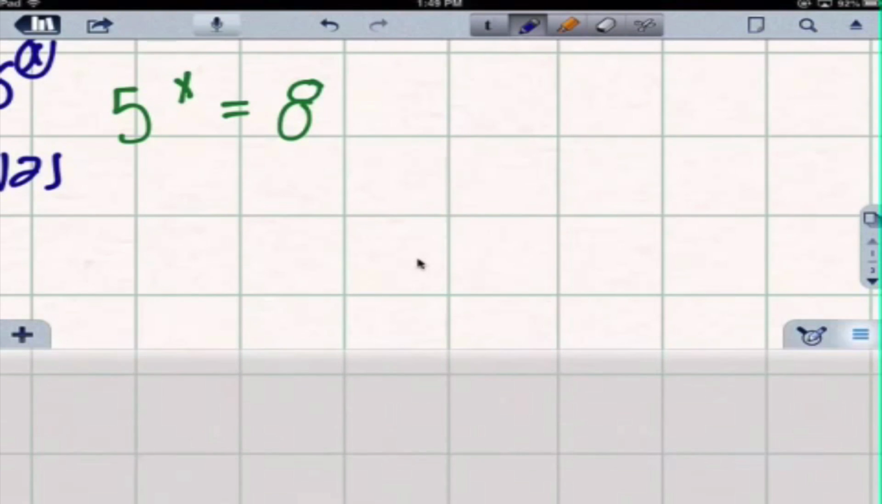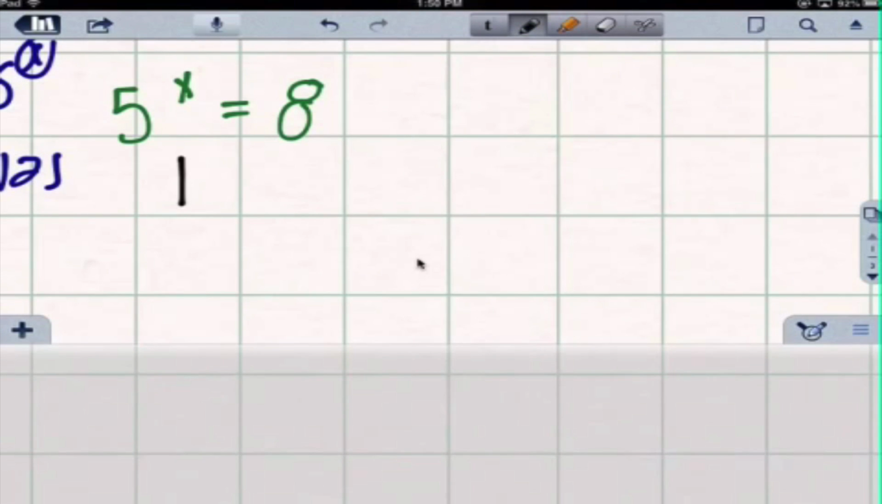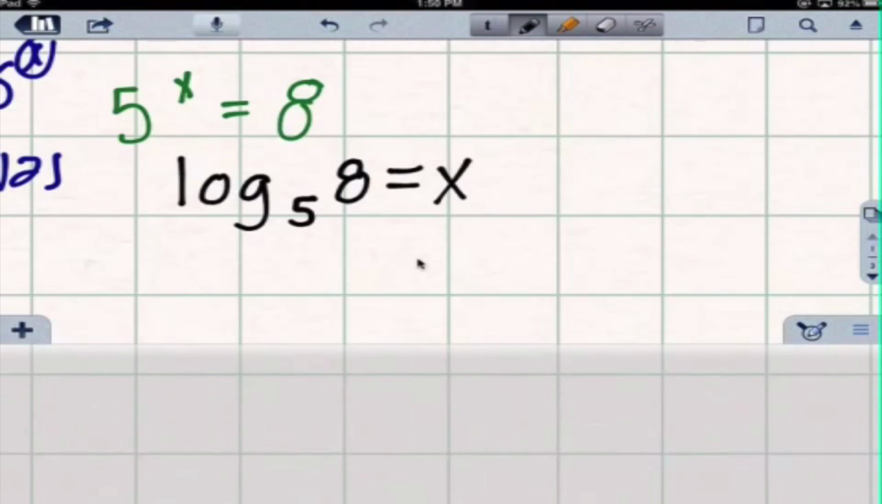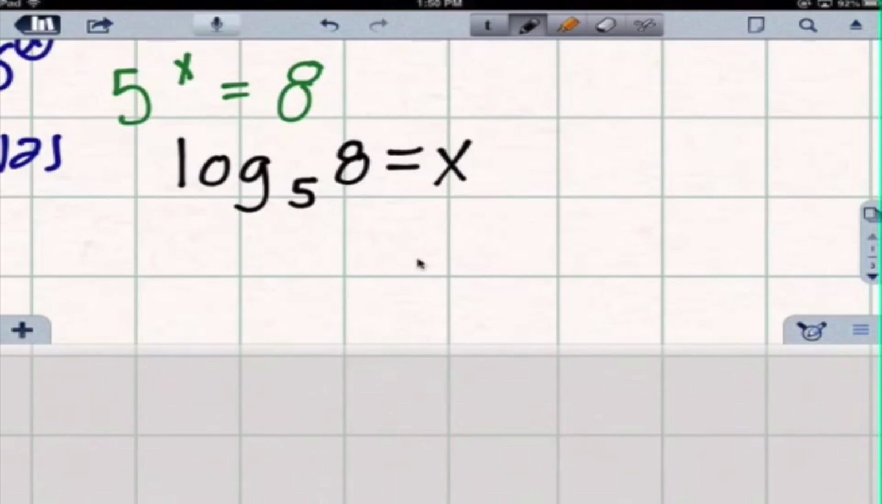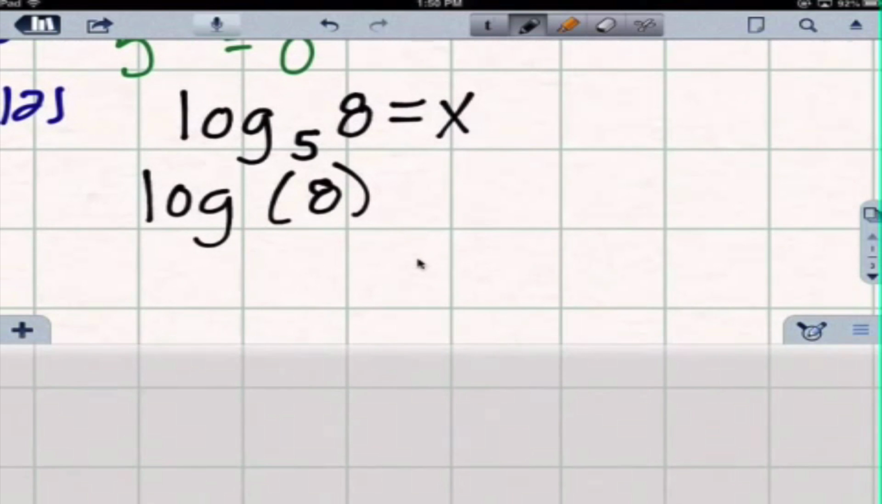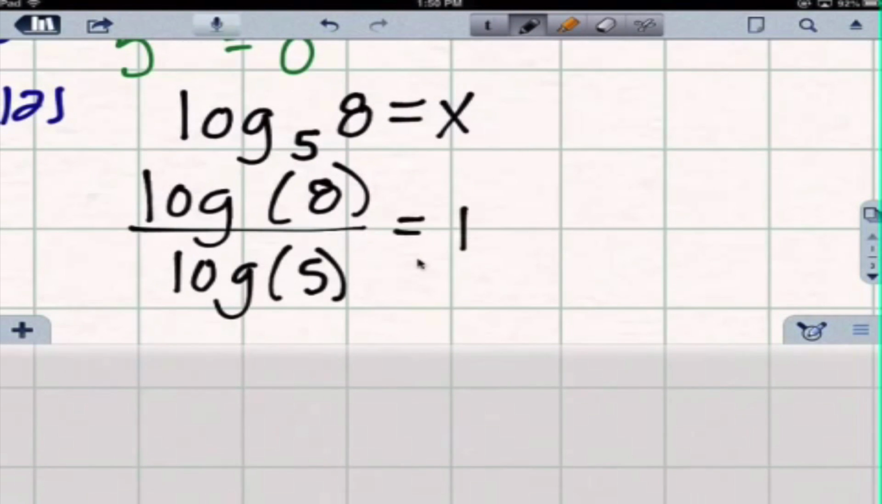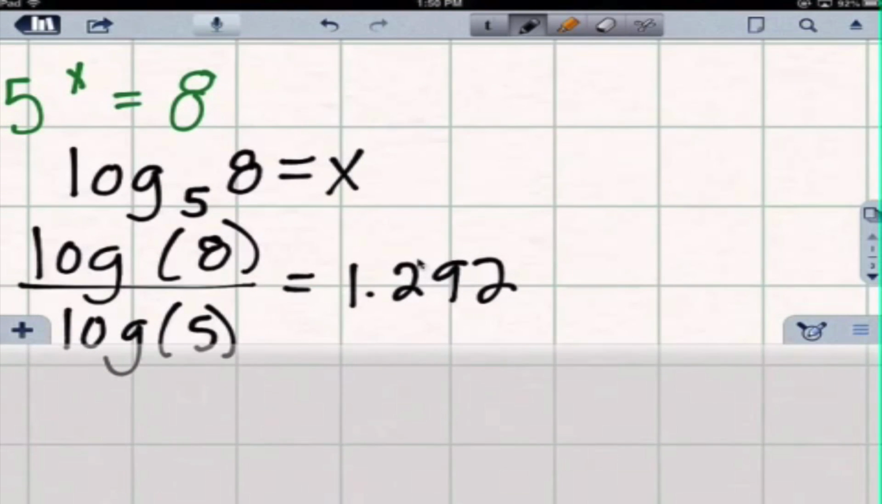The first method, I can use the idea of changing something from exponential form to logarithmic form. So the first way I could go about doing this is making this log base 5 of 8 equals x. So that's just from changing forms. And then I could go ahead and use our change of base. So log of 8 divided by log of 5, which is actually 1.292. Now some of you guys did it that way.